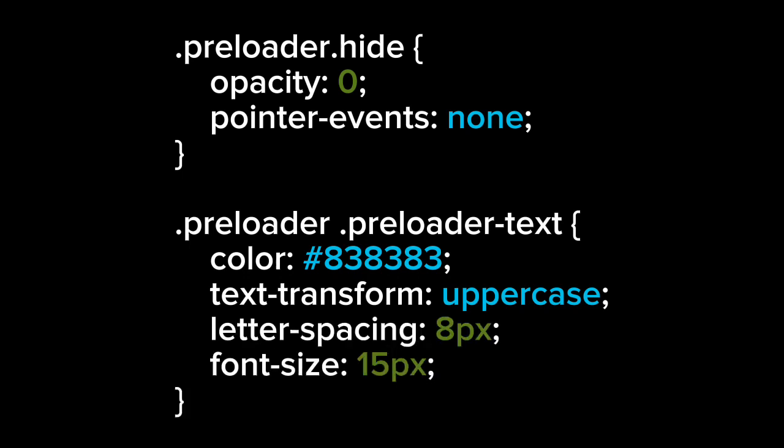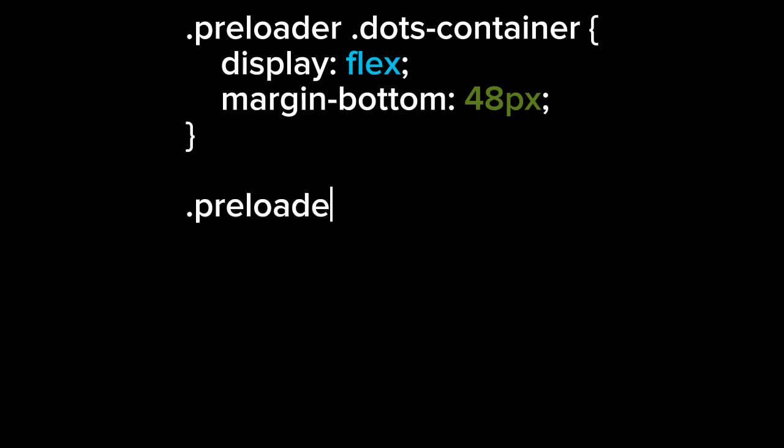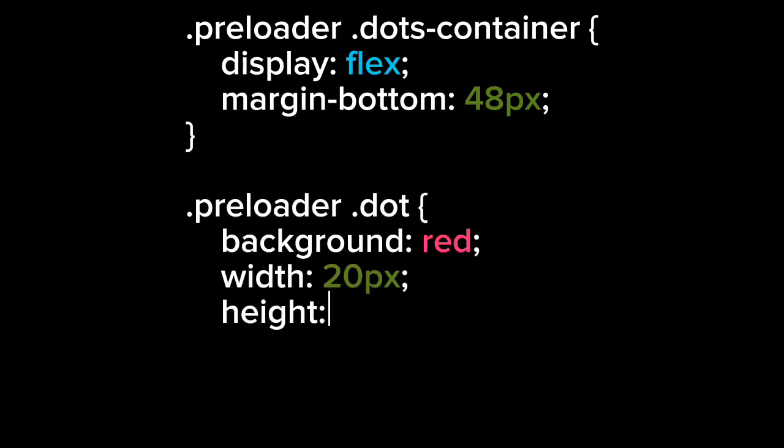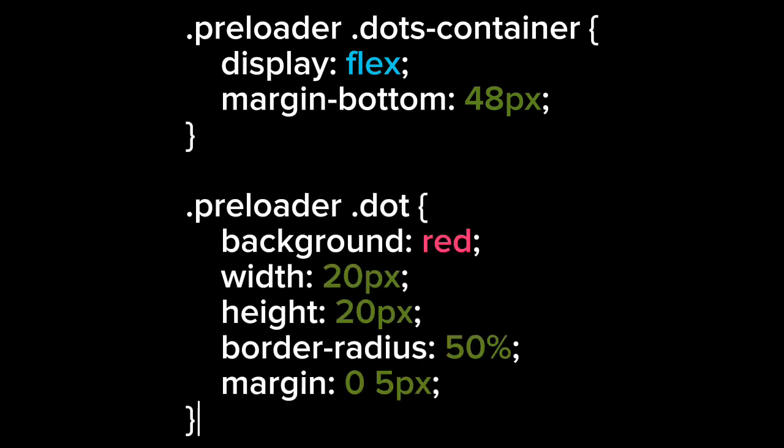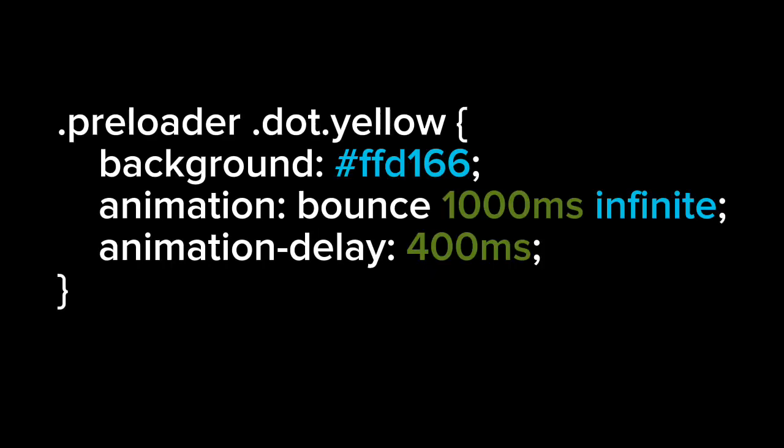We set its color to a light gray, #838383, and apply text transformations to make it uppercase. The .dots container class selector styles the container div for the animated dots. We add a margin to create some space between the dots and the text. The .dot class selector styles each dot element. We set the dot's width, height, and border radius to make it circular. Additionally, we add margins to create spacing between the dots.